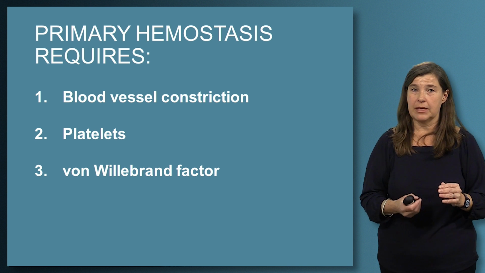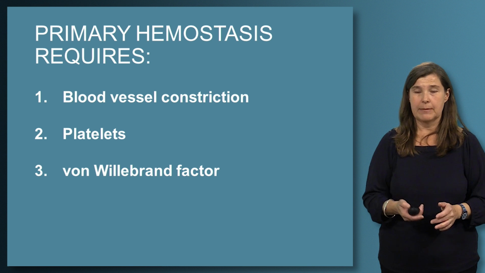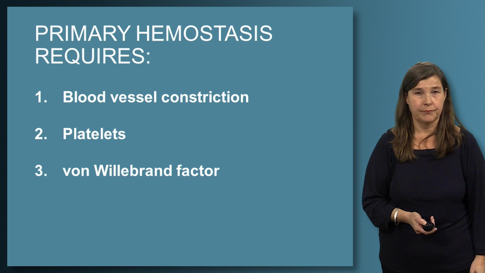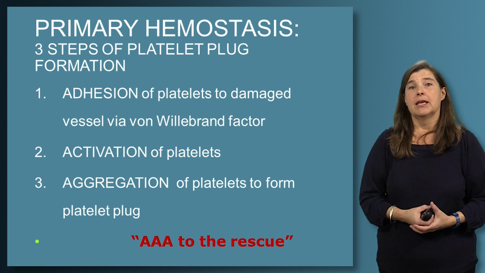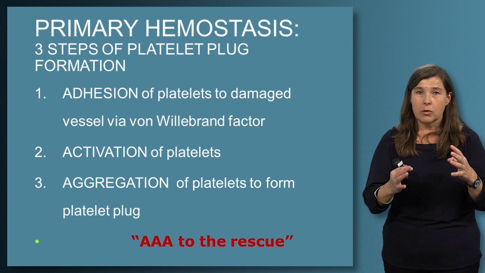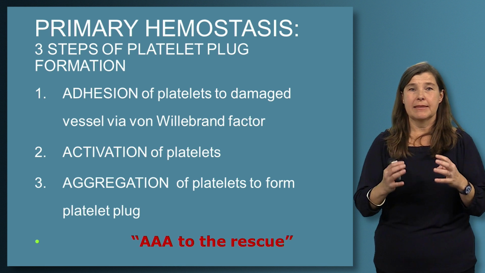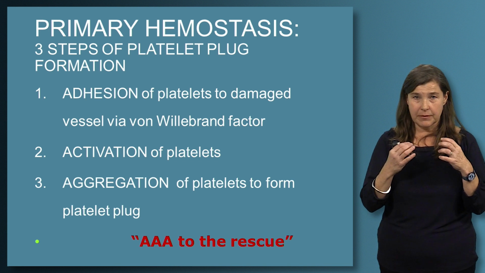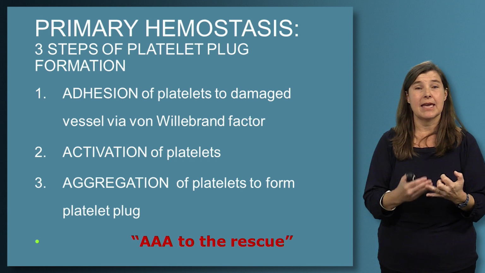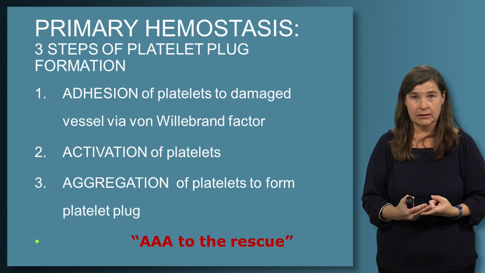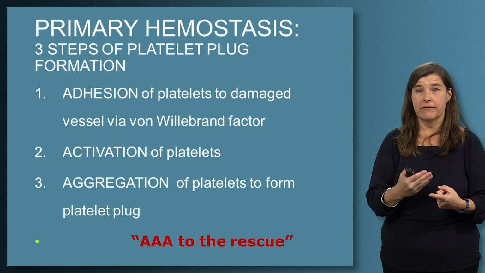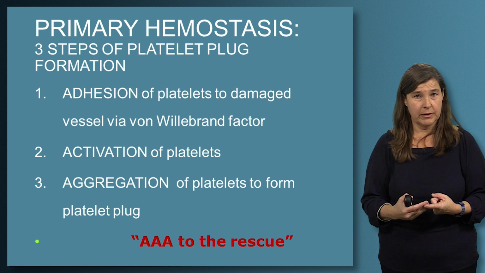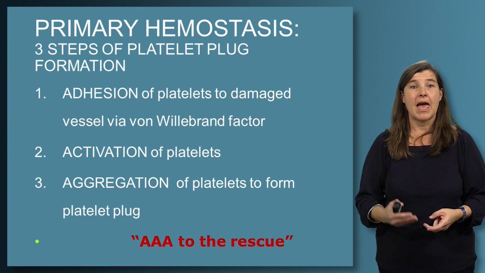So we need these three things for normal primary hemostasis to occur. Remember that I said the whole goal of primary hemostasis is to make that platelet plug. And in order for that to happen, you have to have three things going on. AAA: adhesion of platelets to the damaged vessel, and that's where von Willebrand factor is going to come in.